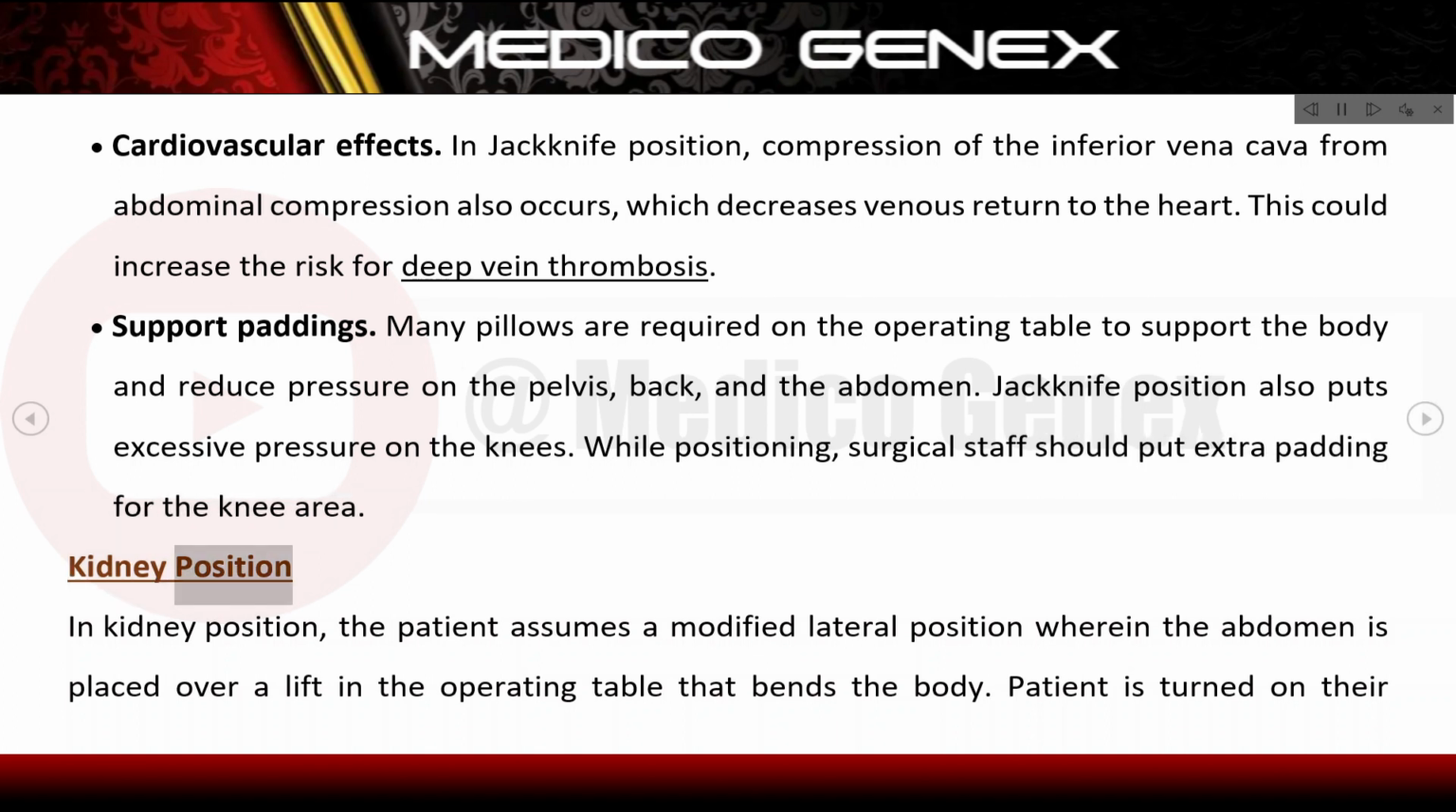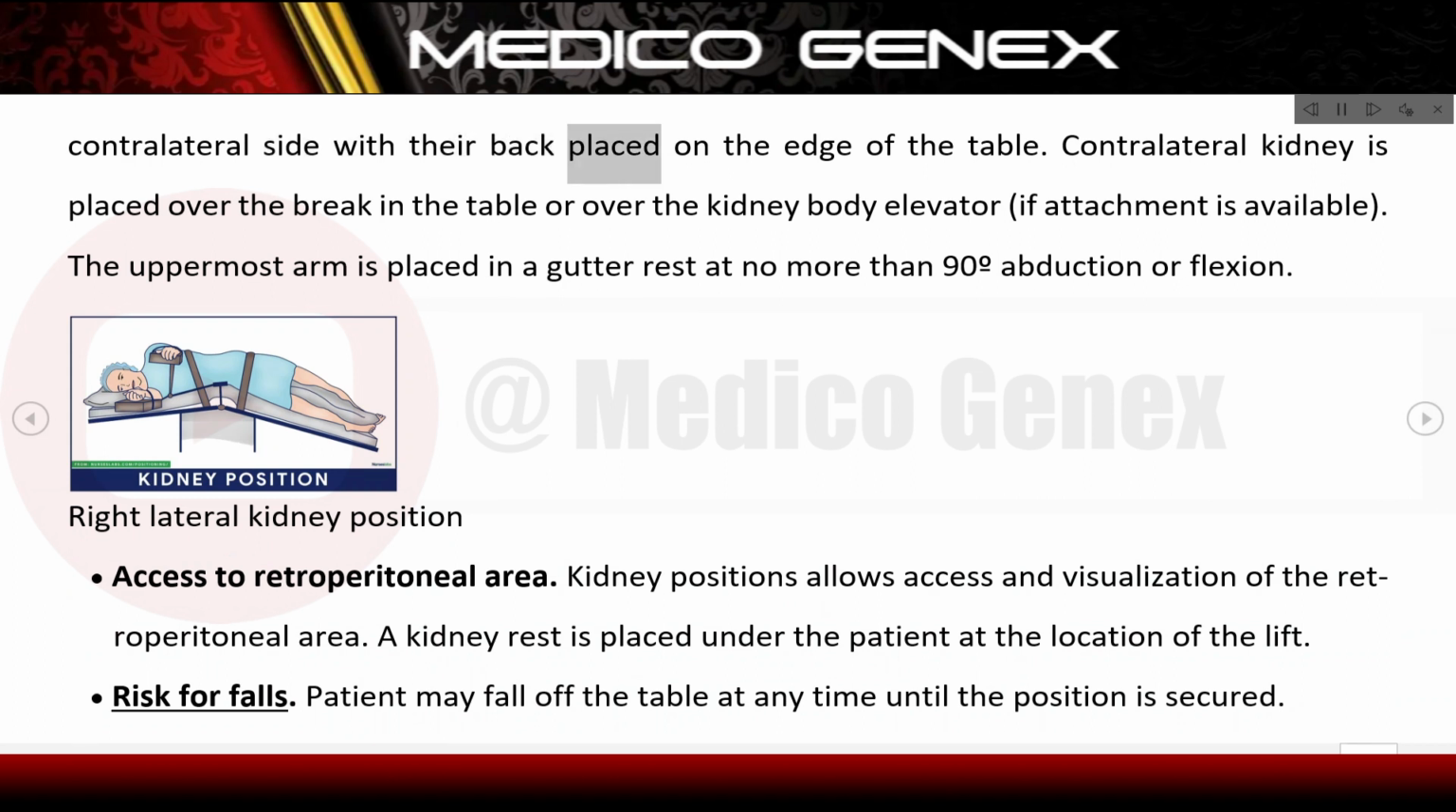Kidney position. In kidney position, the patient assumes a modified lateral position wherein the abdomen is placed over a lift in the operating table that bends the body. Patient is turned on their contralateral side with their back placed on the edge of the table. Contralateral kidney is placed over the break in the table or over the kidney body elevator, if attachment is available. The uppermost arm is placed in a gutter rest at no more than 90-degree abduction or flexion.